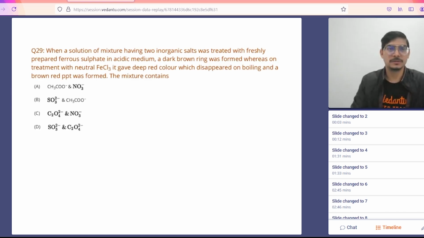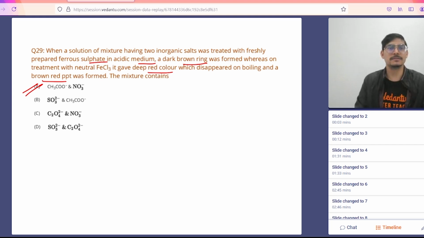Moving to the next question. When a solution of a mixture having 2 inorganic salts was treated with freshly prepared ferrous sulfate in acidic medium, a dark brown ring formed, so we are talking about the nitrate ion here. Whereas on treatment with neutral ferric chloride, the solution gives a deep red color, which on boiling turns into a brown red precipitate; that means we are talking about the acetate ion.